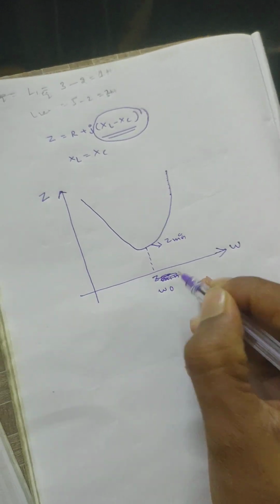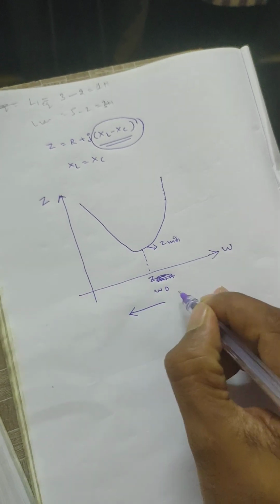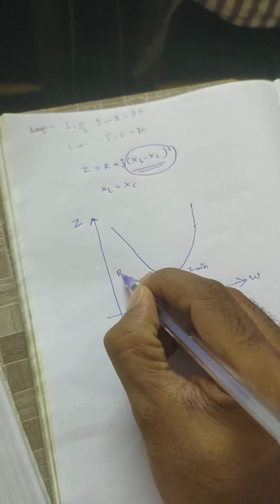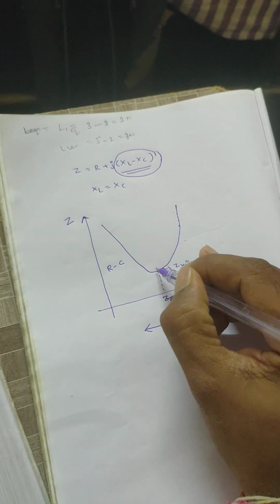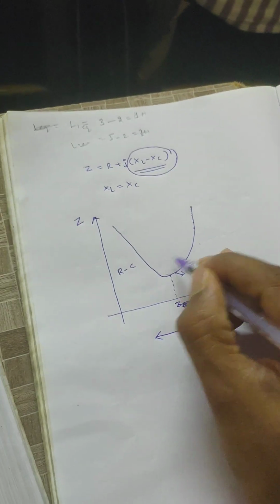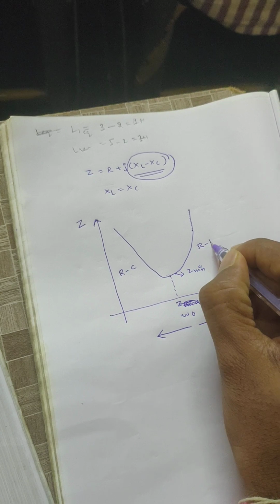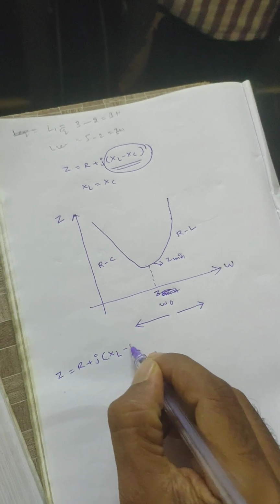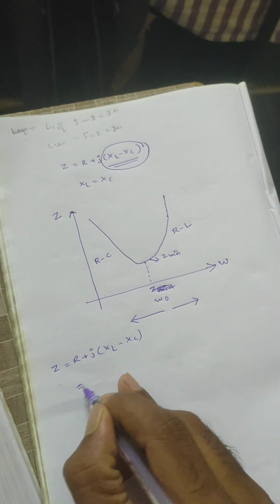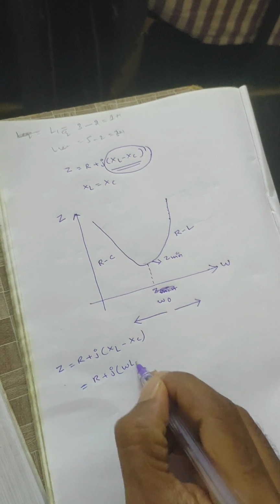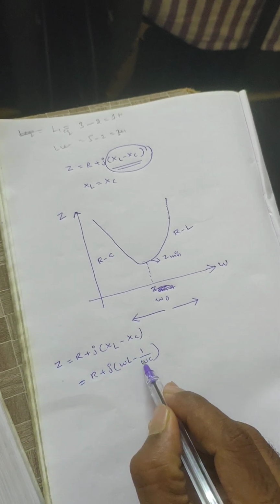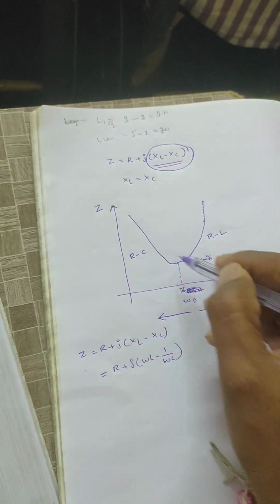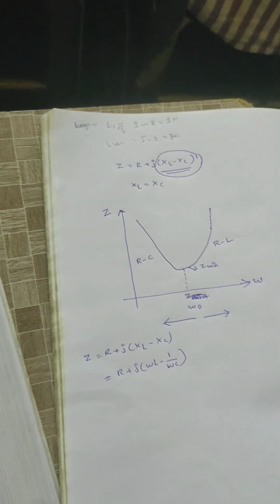Here omega naught is the resonance frequency, this is less than the resonance frequency, and this is above the resonance frequency. Below the resonance frequency the nature of the circuit is RC, and above the resonance frequency it is RL. Why? Because Z is equal to R plus j(XL minus XC), that is R plus j(omega L minus 1 by omega C). When frequency is 0, the capacitive term is dominating, so the nature will be capacitive. After that the inductance value is dominating.